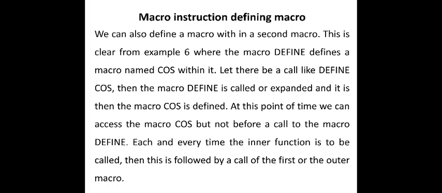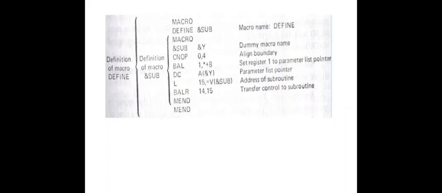So in this example, it is very clear that we have a macro instruction which is going to define another macro, and you should make sure that the macro COS has to be executed for execution of your first macro, that is DEFINE. I think, dear students, you got an insight and an idea about how to have a macro instruction defined within a second macro.